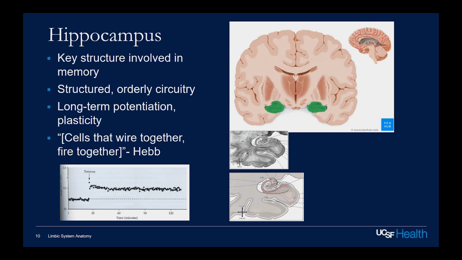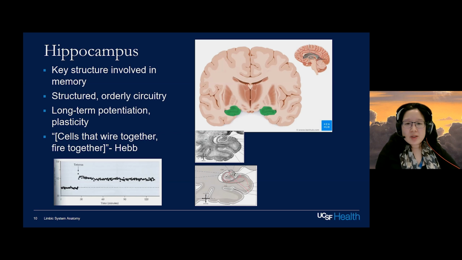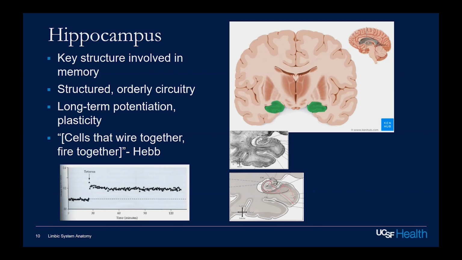This is a key structure that's involved in memory. Although very complex, it's known for its structured, ordered circuitry. And the hippocampus is really the area where we came to form our understanding of learning and memory. Some key early experiments in the hippocampus showed that cells that wire together also fire together.